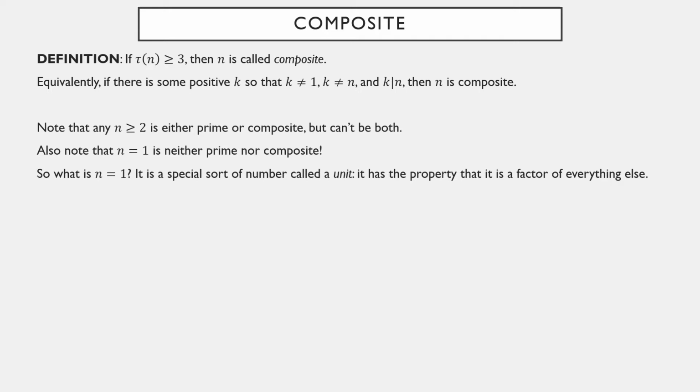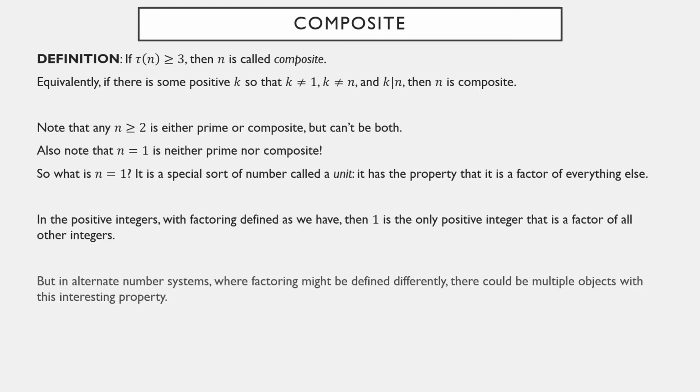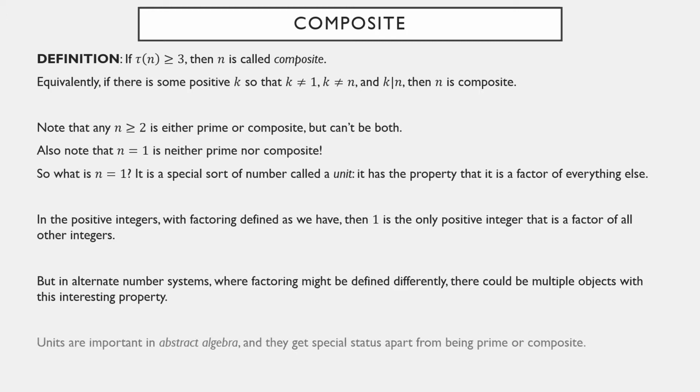It is a factor of every positive integer, which makes it very, very different from other numbers when factoring is being considered. So it's the only positive integer that is a factor of literally everything else. In other number systems where factoring can be defined differently, there might be multiple objects that have this property. When we're just doing traditional factoring in the positive integers, 1 is the only number that is a factor of everything else. But it is possible to define number systems and methods of factoring where there could be multiple different items that have this property that they can be factored out of everything.